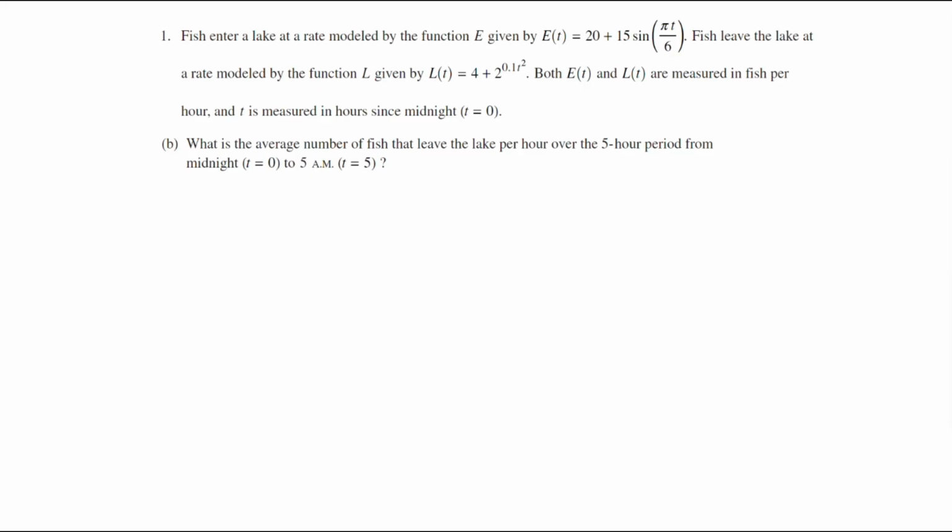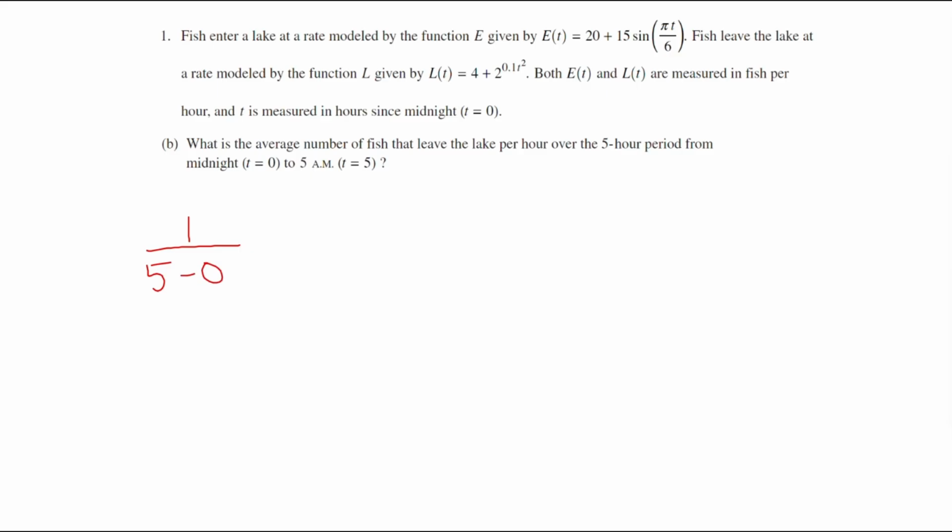For part B, it wants to know the average number of fish that leave the lake during that same 5-hour time frame. So the average number of fish that leave the lake should just be 1 over b minus a, right?